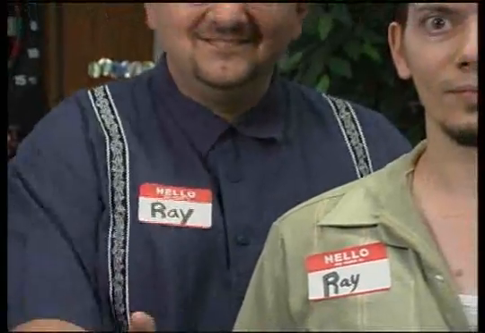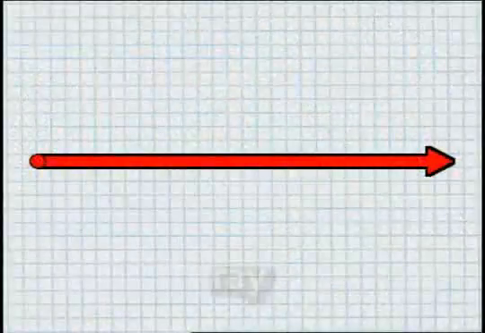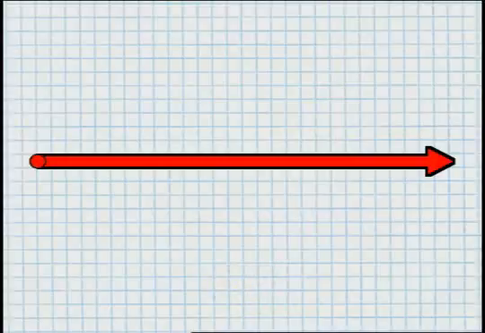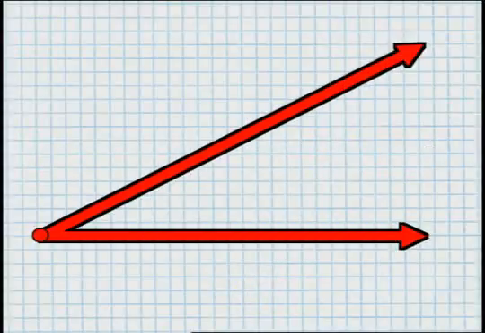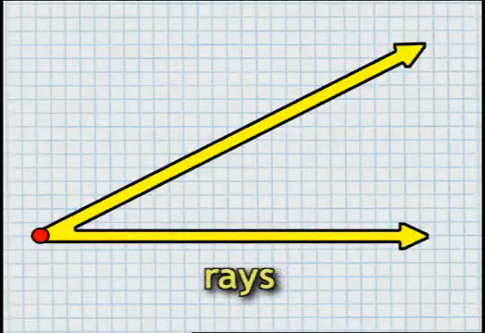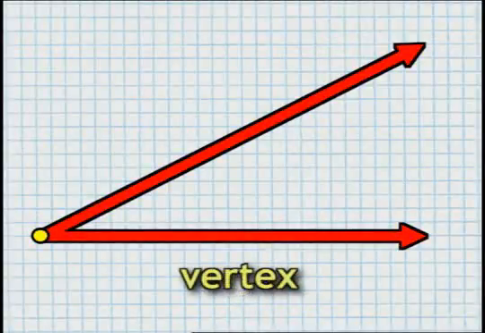Then there are rays. No, not that kind of ray. A geometric ray is part of a line that has one endpoint and extends forever in only one direction. When two rays share an endpoint, they form an angle. The rays are the sides of the angles, and the endpoint has a special name, a vertex.